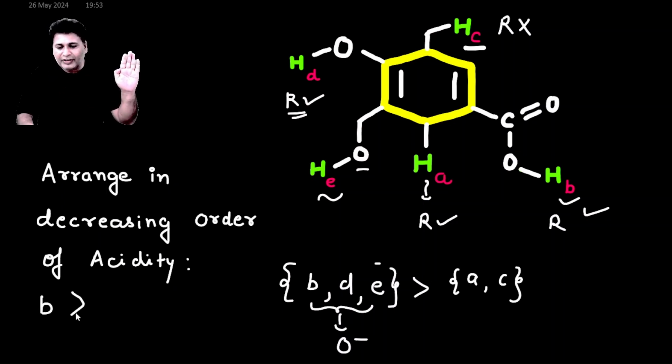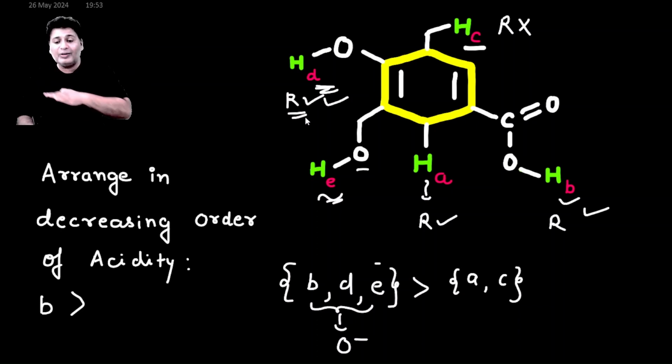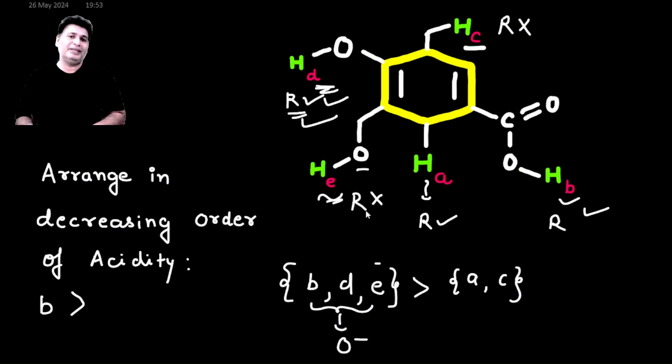Then after B you realize that amongst D and E, in both cases the minus charge was on oxygen, but D had a positive feature. It had a merit over E, that there was a delocalization, there was a resonance, but in the case of E, the resonance was not present. So on that ground, you can say that after B will come D, then will come E.